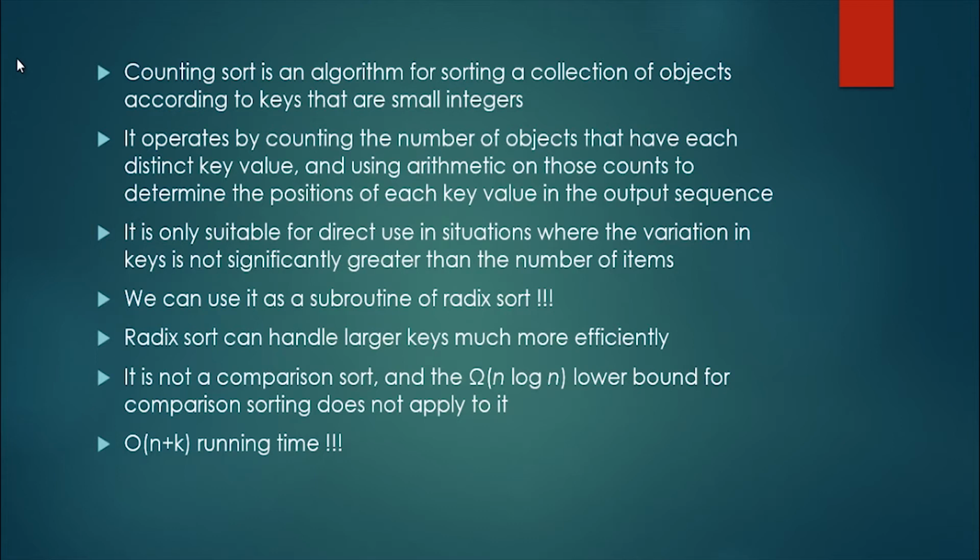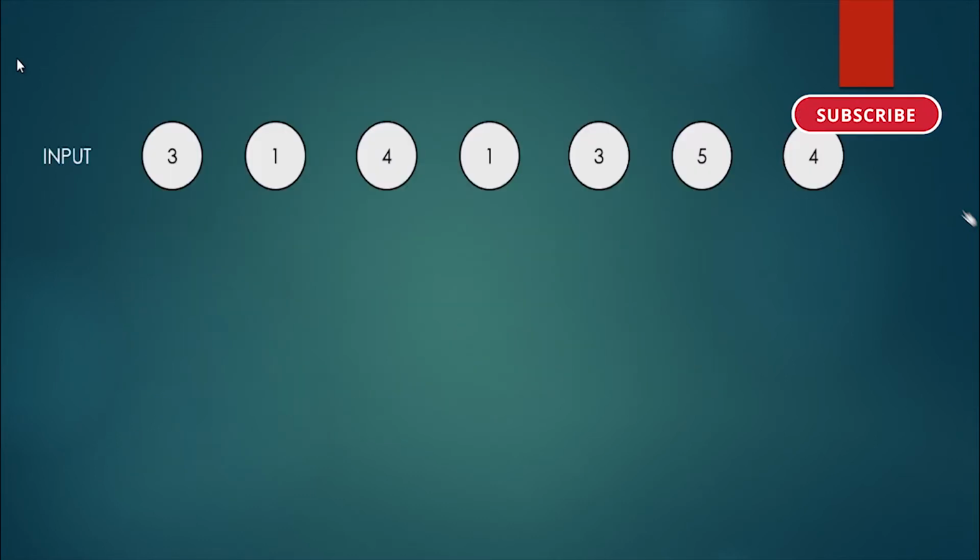we don't have to use these comparisons, and it has an O(n + k) running time, where n denotes the number of items you want to be sorted and k is equal to the number of buckets. What is the number of buckets? I'm going to talk about it later.